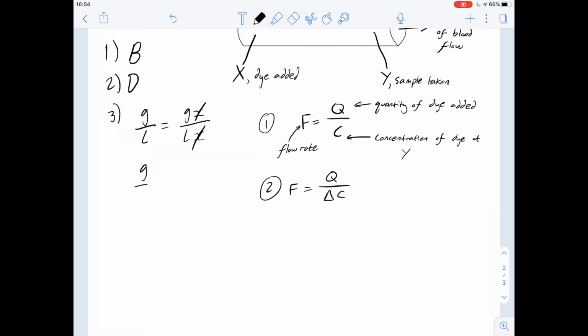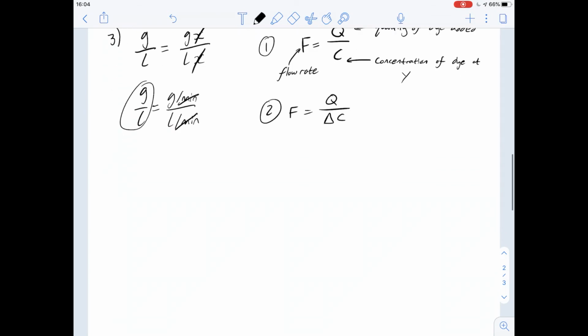So if we look at option D in this case, we've got grams per min over litres per min. And we can cancel out both these minutes and we'll end up with grams per litre. So the answer for this one is D.